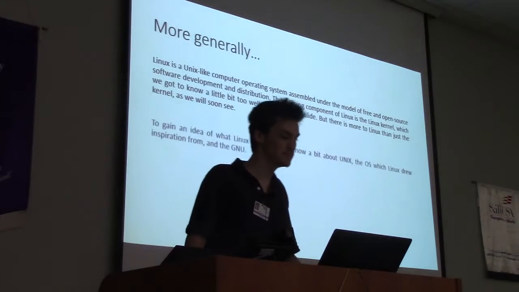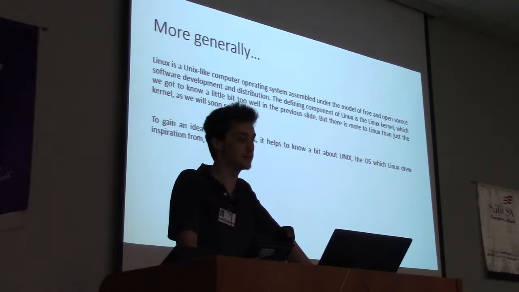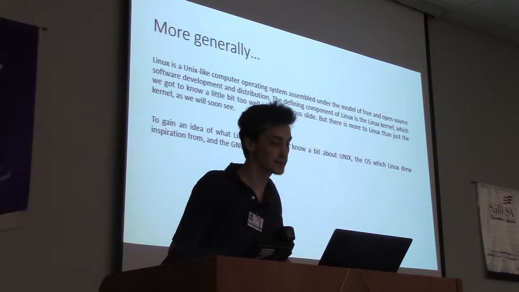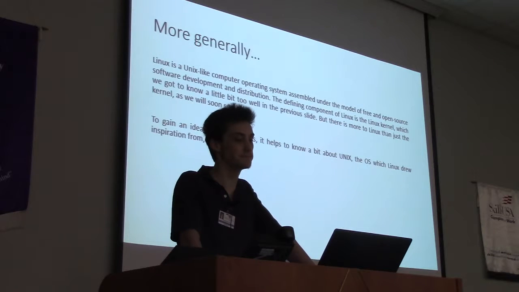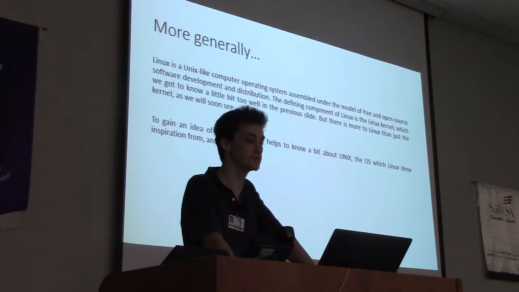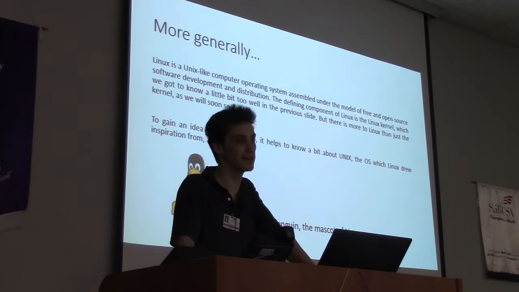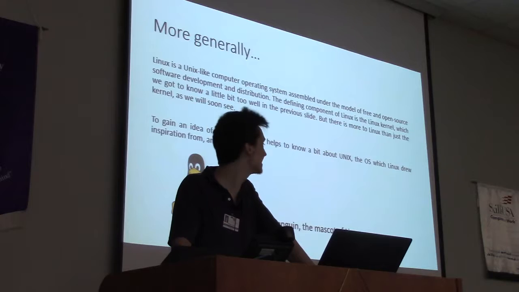Generally, Linux is a Unix-like computer operating system assembled under the model of free and open source software development and distribution. The defining component of Linux is the Linux kernel, which we got to know a little bit too well in the previous slide. But there's more to Linux than just the kernel, as you can see. To gain an idea of what Linux is, it helps to know a bit about Unix, the OS which Linux drew inspiration from, and the GNU. And to explain the penguin, this is Tux the penguin, the mascot of Linux.